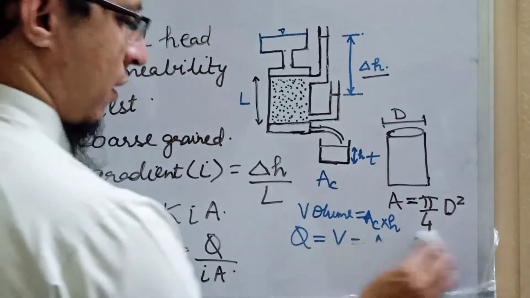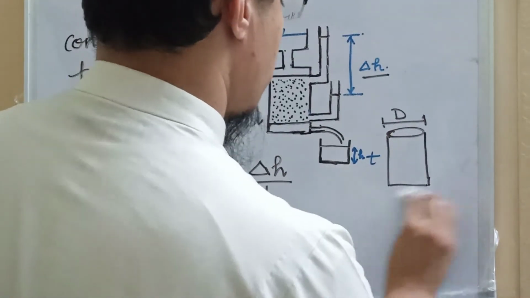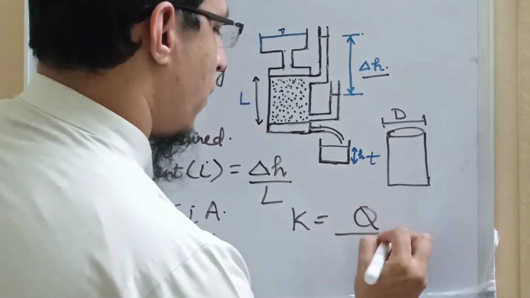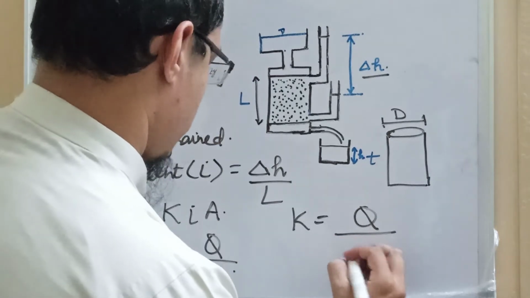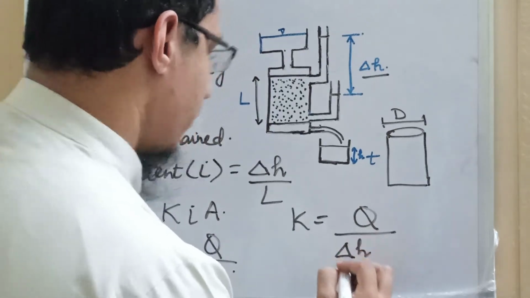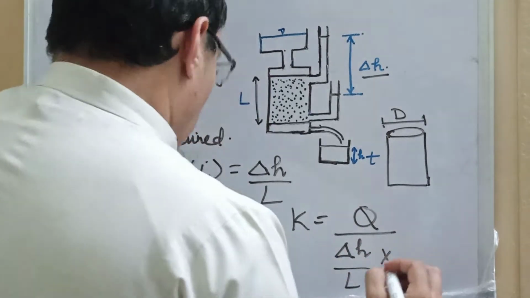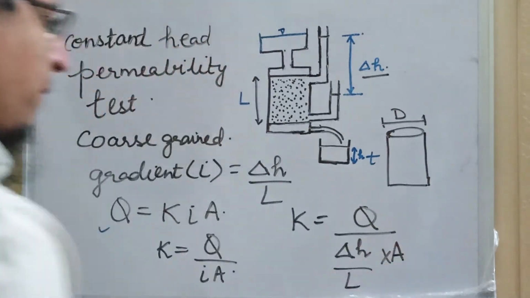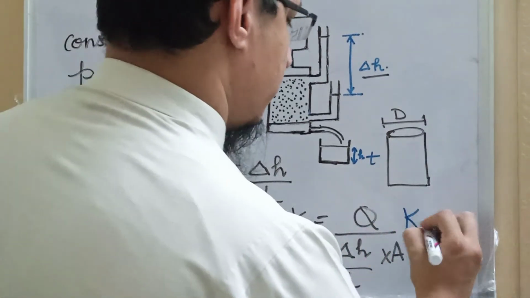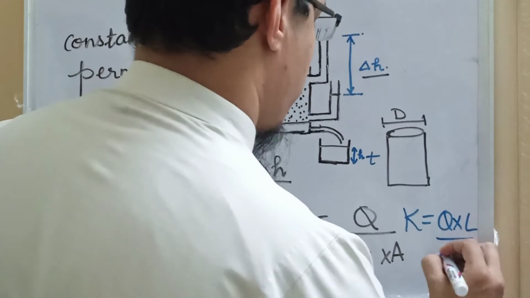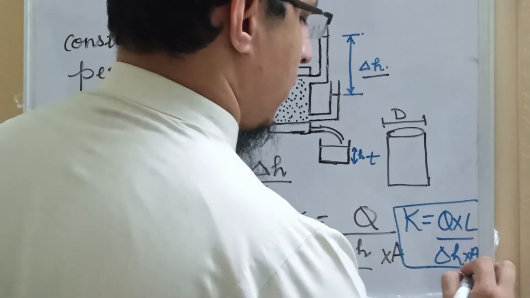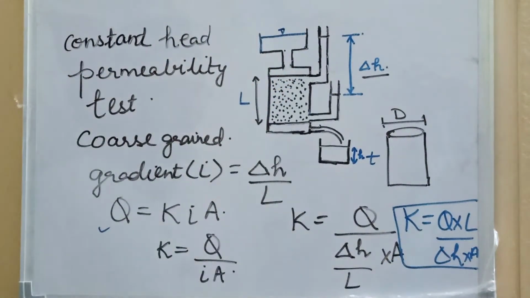To further simplify this expression, we can say K is equal to Q upon I into A. In place of I we can write delta H upon L. So we have the expression K is equal to Q into L upon delta H into A. In this way we can determine the permeability of soil.